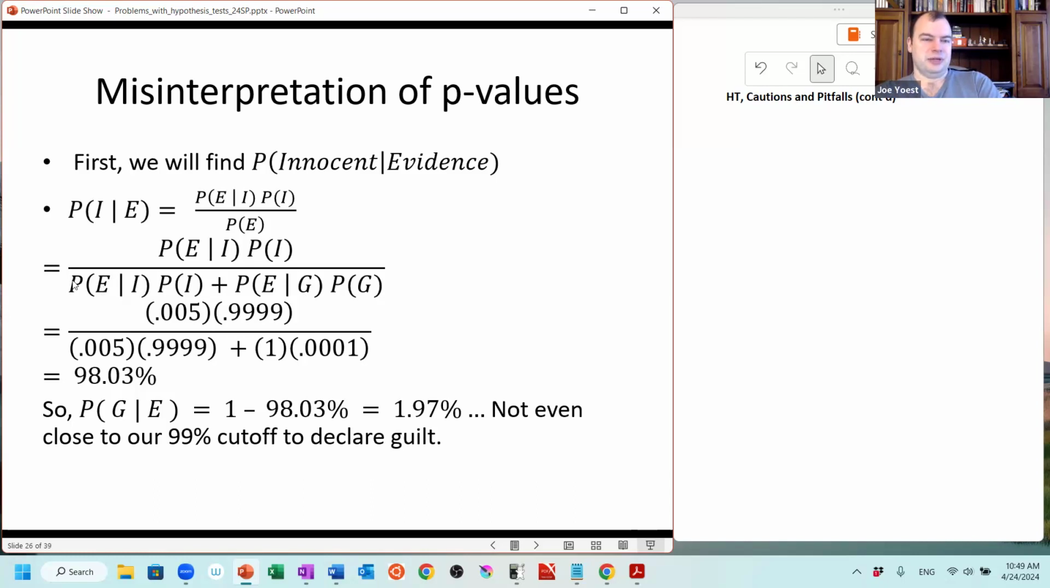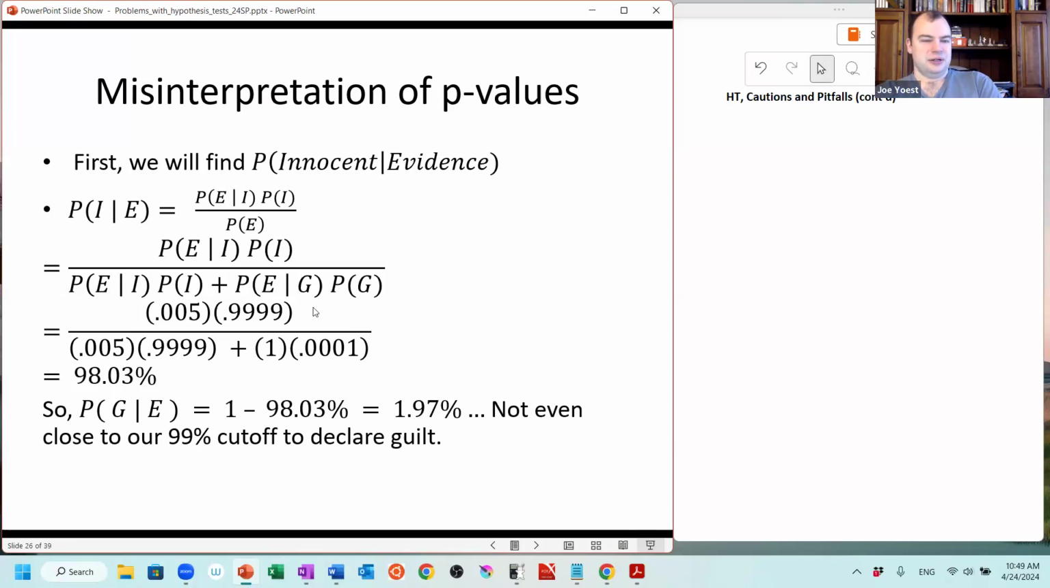So the probability of getting this evidence, given that the person is innocent, given that the null is true, is 0.005. That's our 0.5% p-value. That comes up in the numerator and in the denominator. The prior probability of innocent is 0.9999. Again, because very, very few people rob banks.